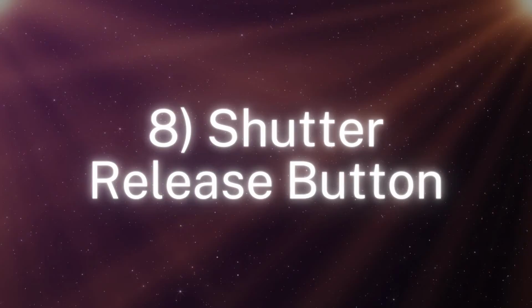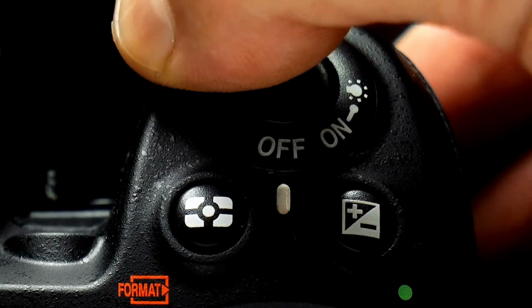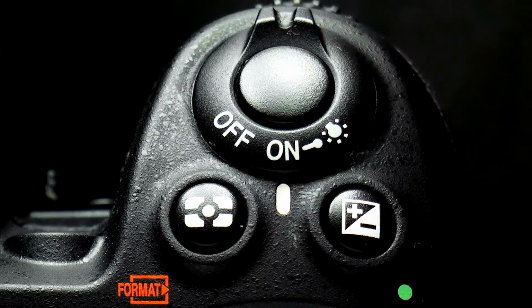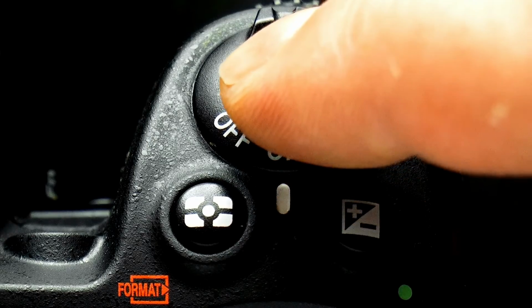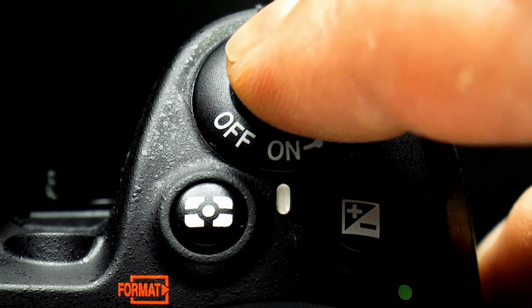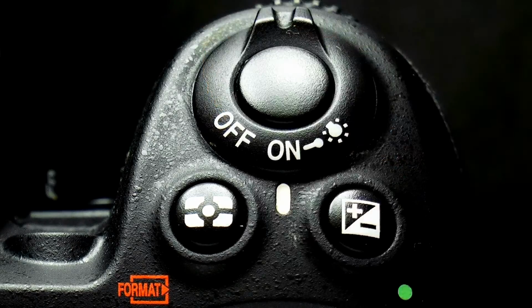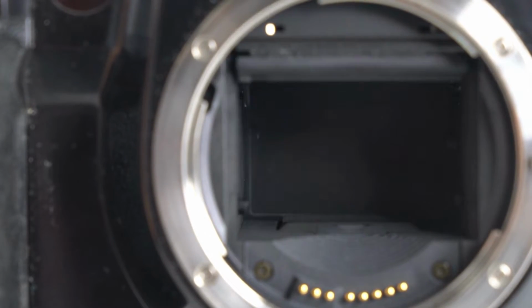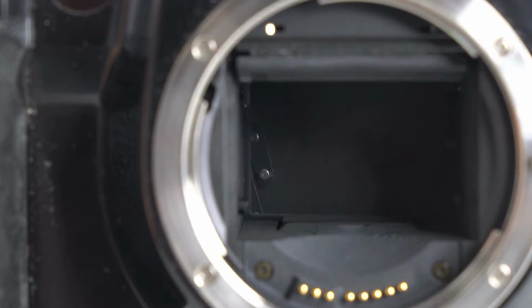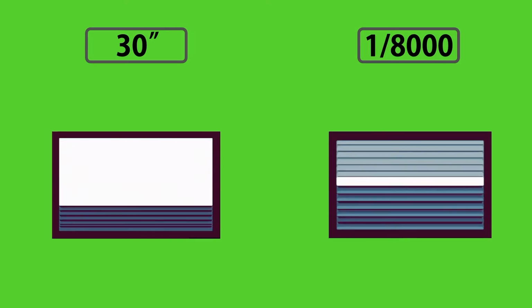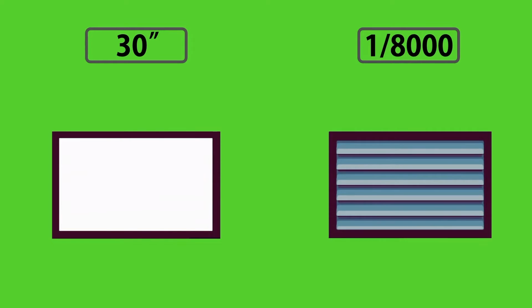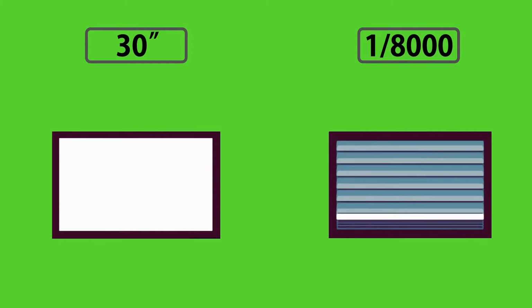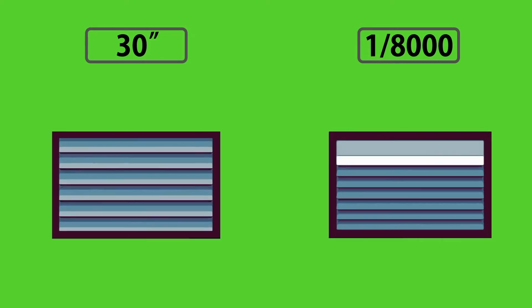Number 8. Shutter release button. The shutter release is the button you press to take a picture. When you press this button, you send a signal to open the shutter based on your preset shutter speed. The shutter will then open and close, allowing light to reach your sensor and record an image onto your memory card or film. Choosing your shutter speed depends on if you want to freeze motion or capture a long exposure. The correct settings will change.